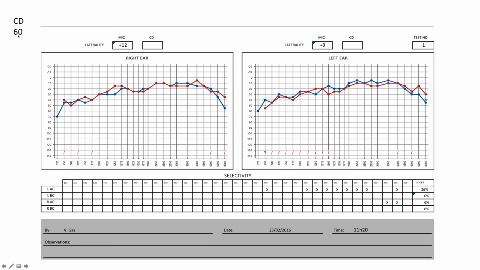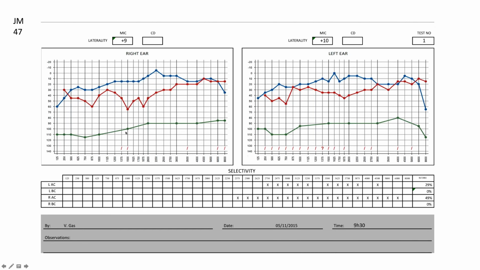Then I took another test, a lady who's 60 years old, and you see that the bone curve is almost over everywhere, a lot of spatialization errors, a selectivity that is quite close for an adult. The laterality is not good either on both sides, so again, here I would probably start with an F type of curve, type of program.